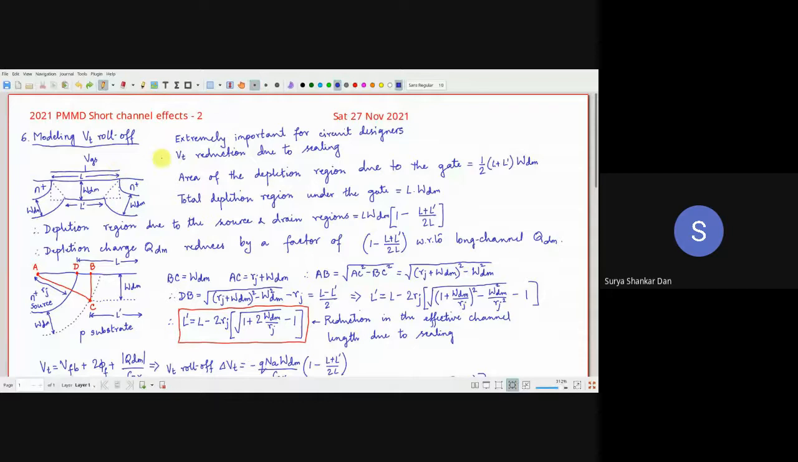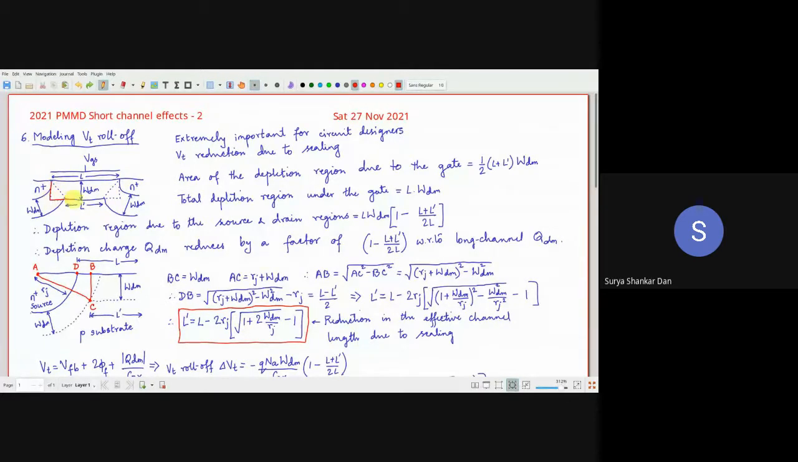Now with this simplistic geometry, consider the area of the depletion region due to the gate. The gate control will only be responsible for the depletion within this trapezoid, so that will be half of L plus L dash into WDM. Now, what is the total depletion region under the gate which we used to think about previously? For a long channel device, it's a good approximation: it will be simply capital L into WDM, the area of the rectangle.